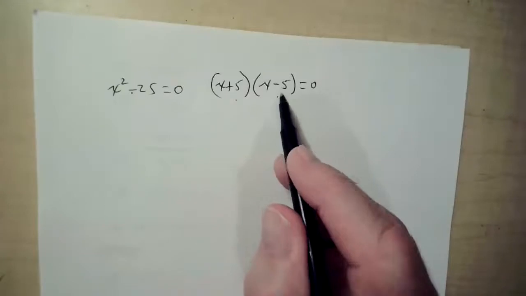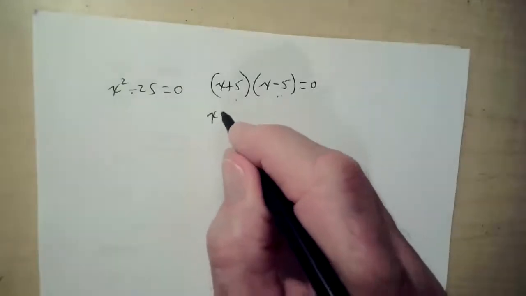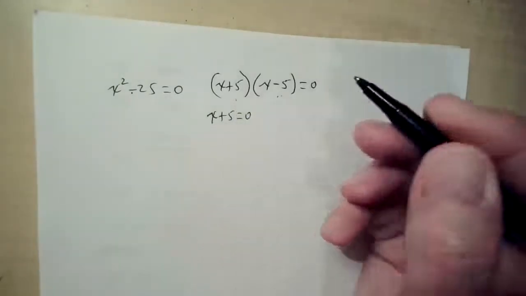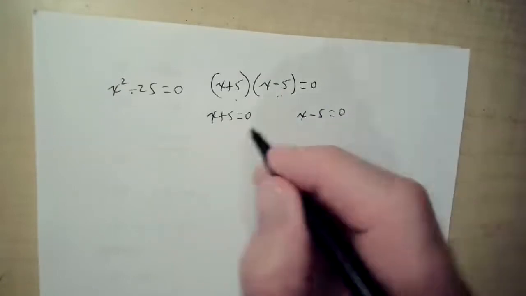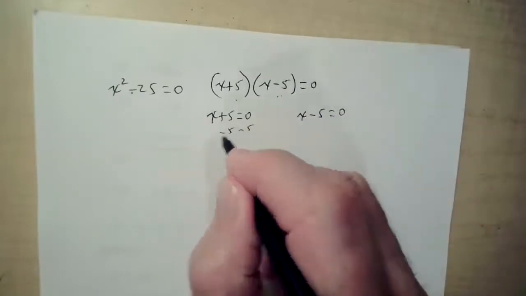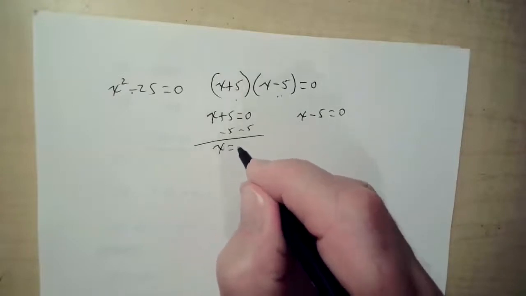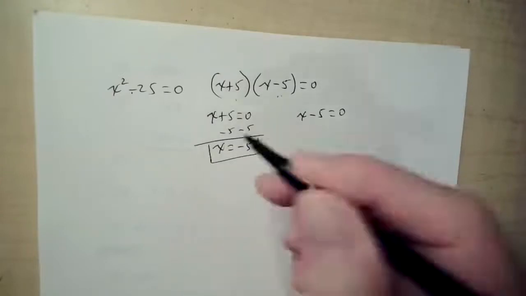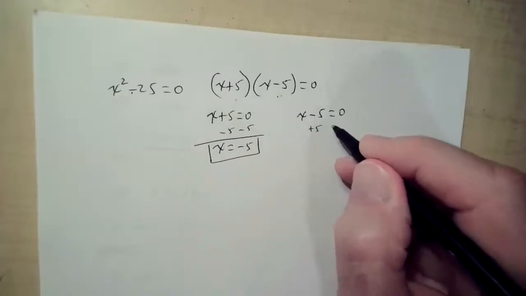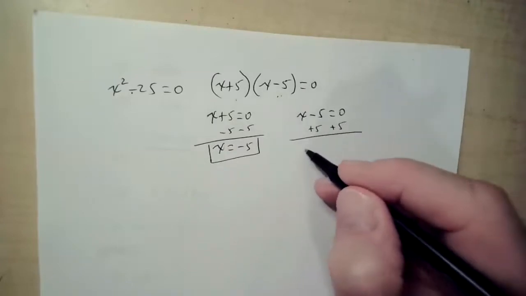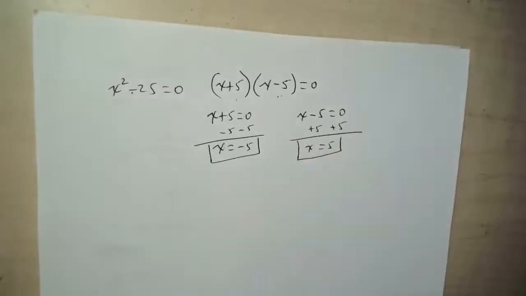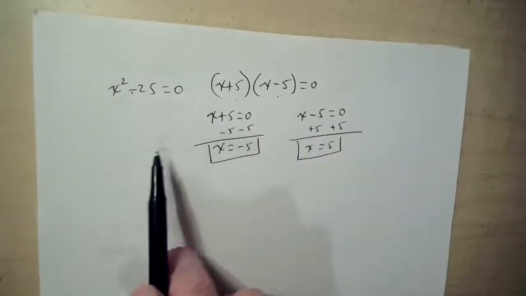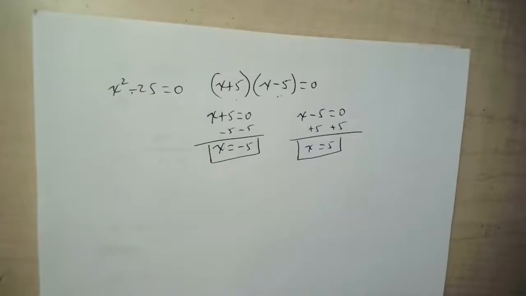Okay, so what do we do here? We set each one of these factors equal to 0. X plus 5 equals 0. And x minus 5 equals 0. Subtract 5, subtract 5. So x is negative 5. And here we're going to add 5 to each side. And x equals 5. Oh, in your college class, are y'all using this conjugate and factoring and whatnot?